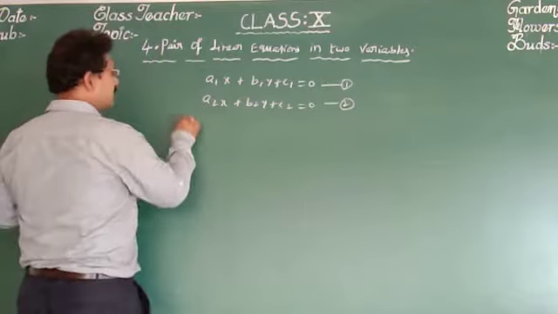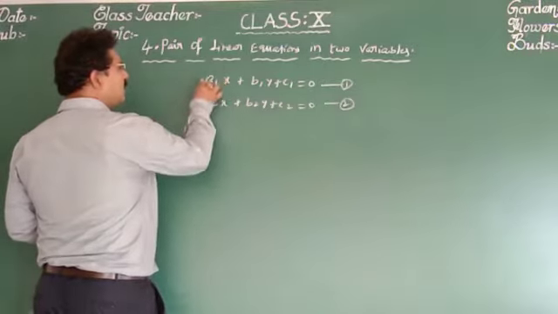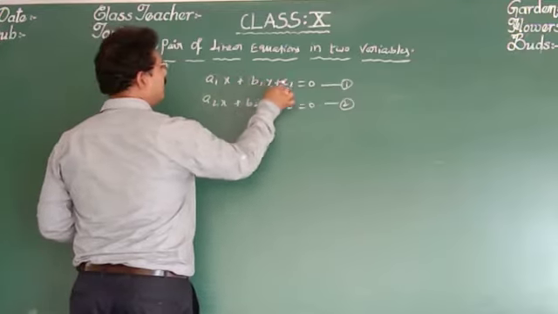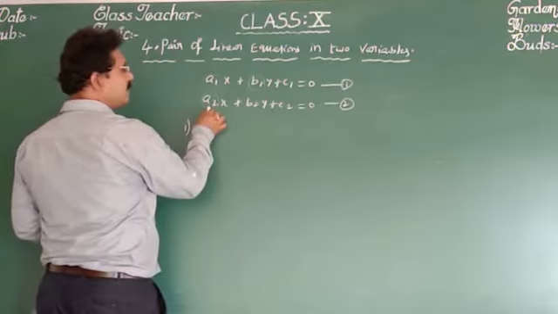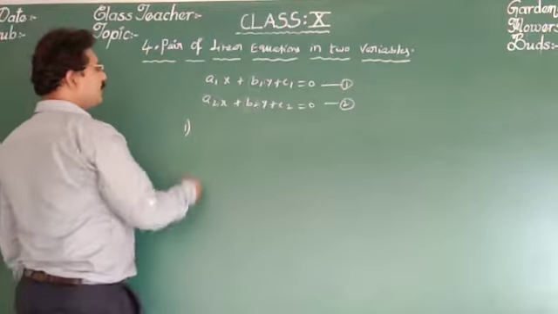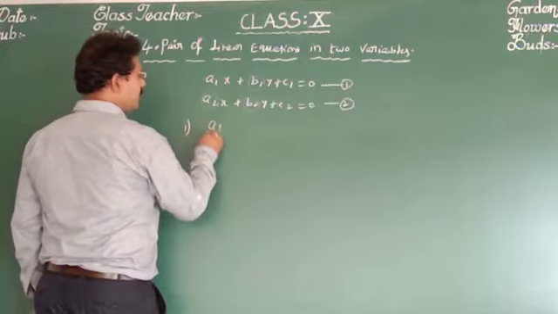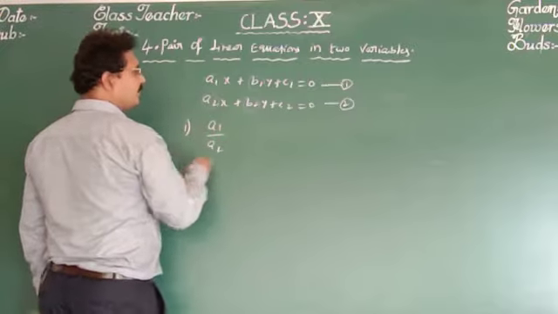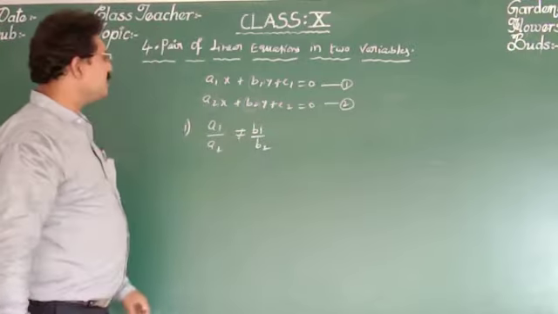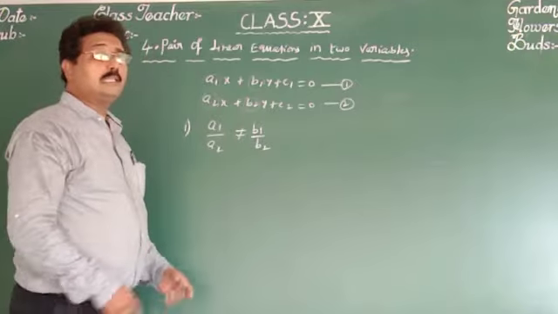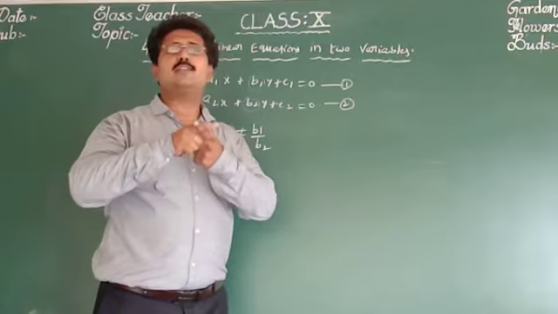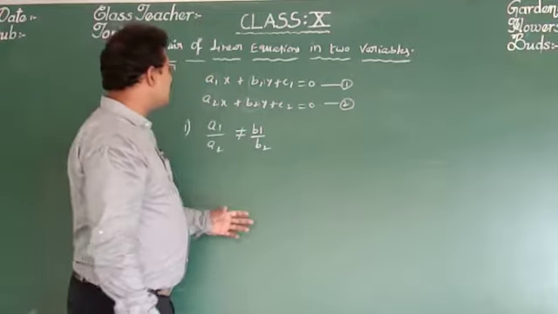Now let us take the first one. What are the coefficients here? a1, b1, c1, where c1 is a constant. In the next equation, a2, b2 are coefficients and c2 is the constant. Now in the first case, suppose a1 by a2 is not equal to b1 by b2. Then the two equations are intersecting lines. That means those two lines are intersecting each other.